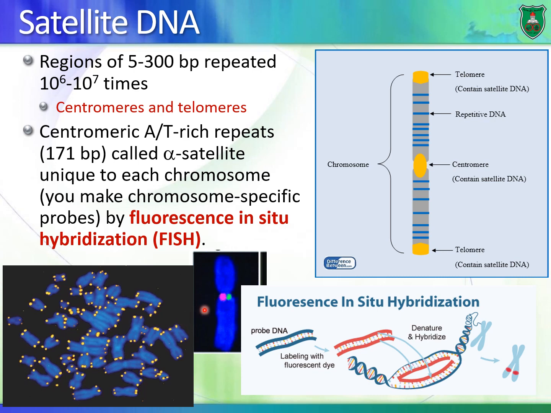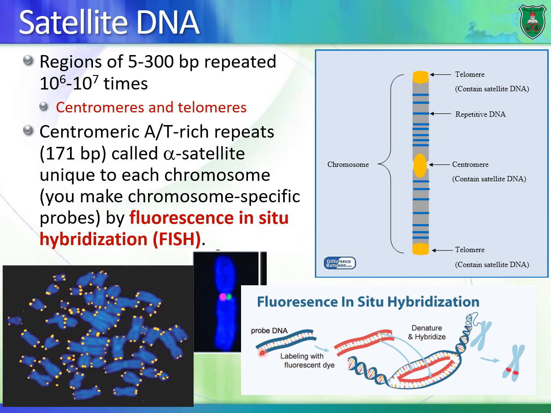So you can see here, for example, we can use probes to label centromeres. And we do the same with telomeres. So we use probes to label the ends of chromosomes, as you can see here. This is a technique known as fluorescence in situ hybridization.